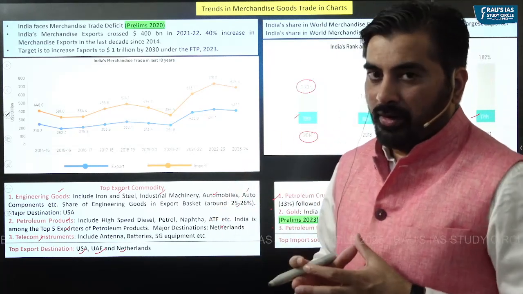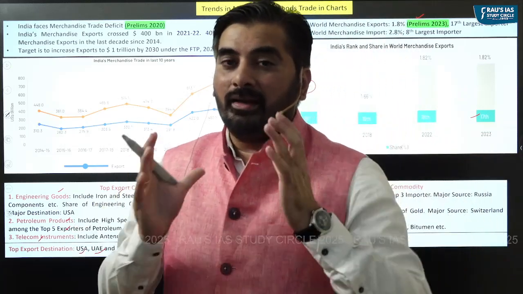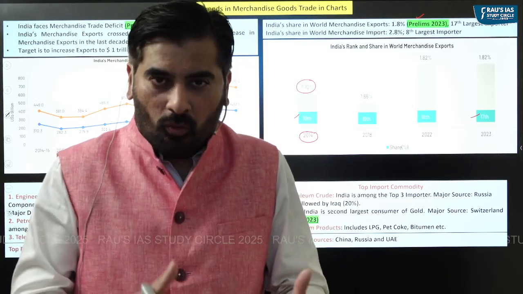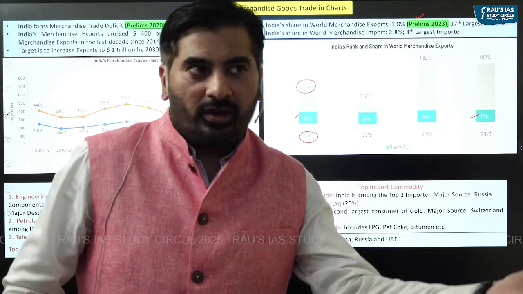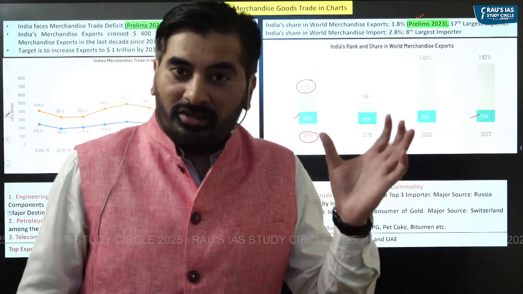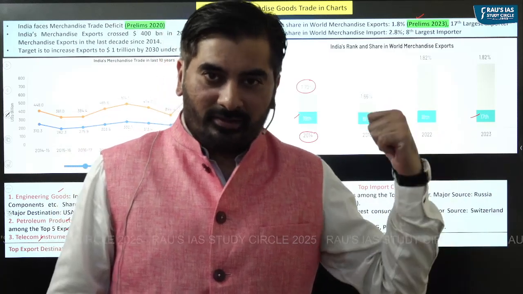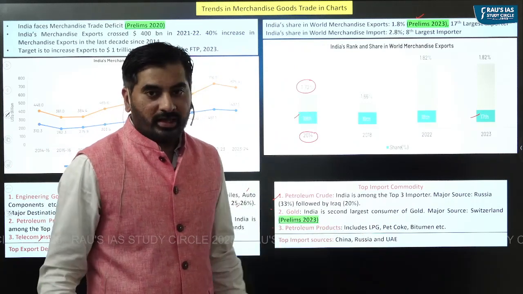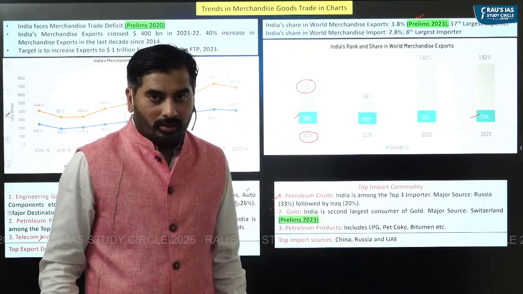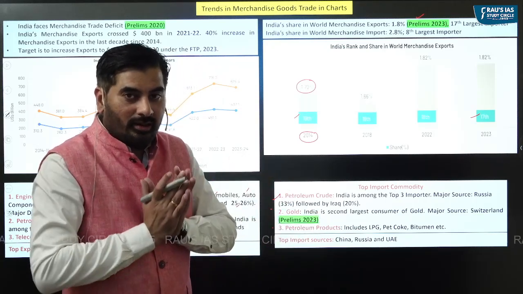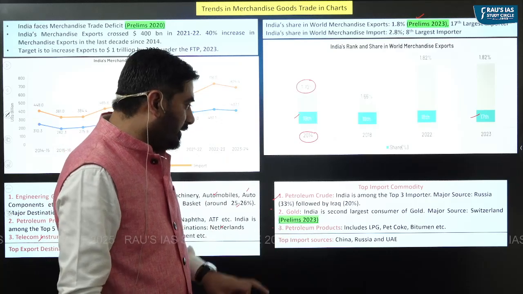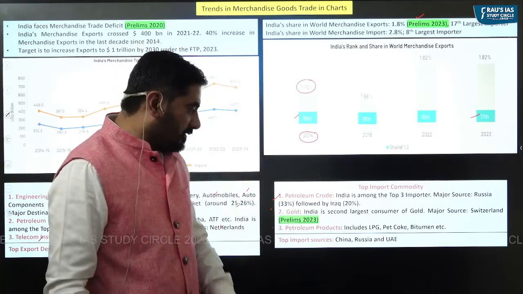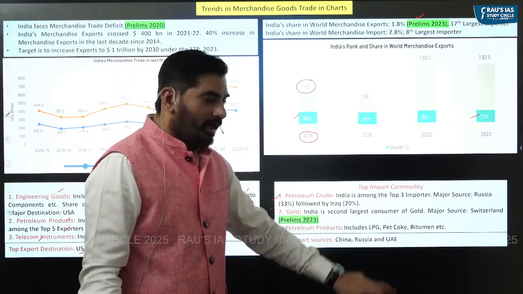But there are some petroleum products for which there is huge demand in the Indian economy, and we are not able to meet this demand on our own. So these are the petroleum products which we are importing from other countries. And which are these petroleum products? As you can see, they include LPG, pet coke, which is basically used in the iron and steel industry, and bitumen. These are the petroleum products which we are importing, and they constitute the third largest share of imports. And the country from which we are importing most is China, followed by Russia and UAE.